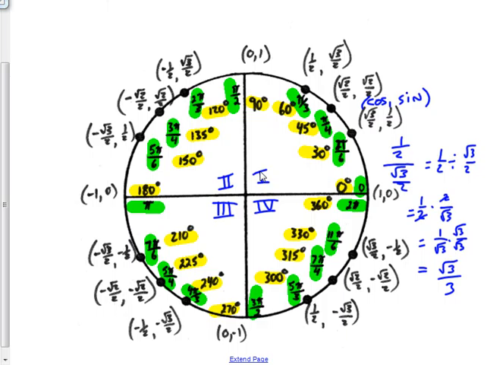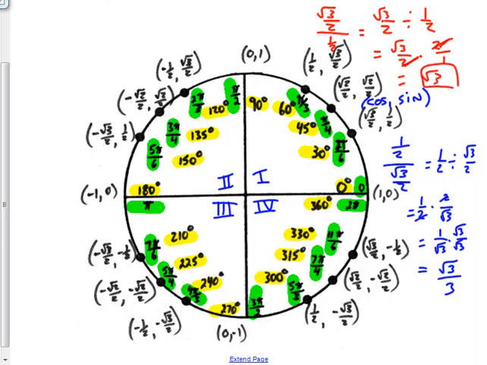So the tangent would be the square root of 3 over 2, divided by 1/2. If I write it this way, you again realize that I want to flip and multiply. The 2's are going to cancel each other, and I get the square root of 3 over 1, which is the square root of 3. So this is the angle that I want to use that gives me a tangent of square root of 3.